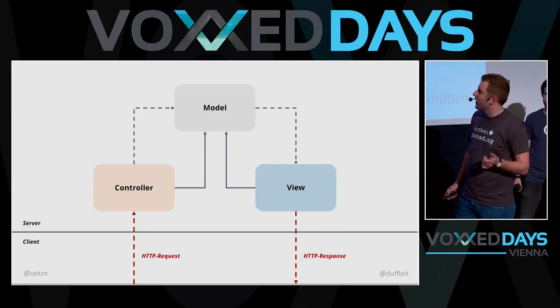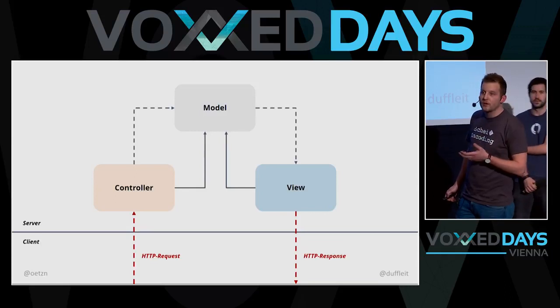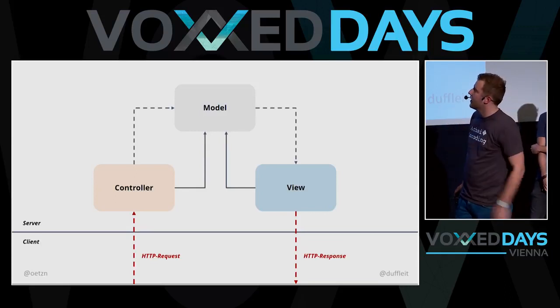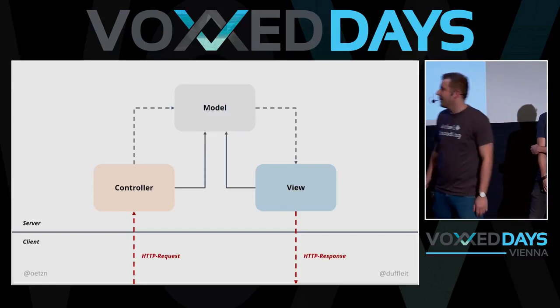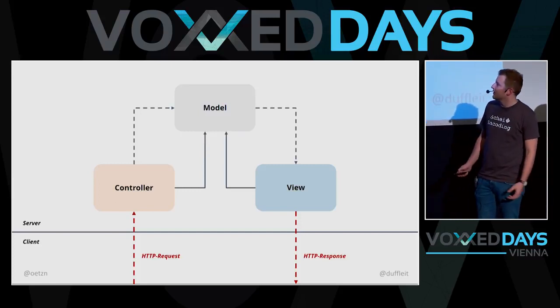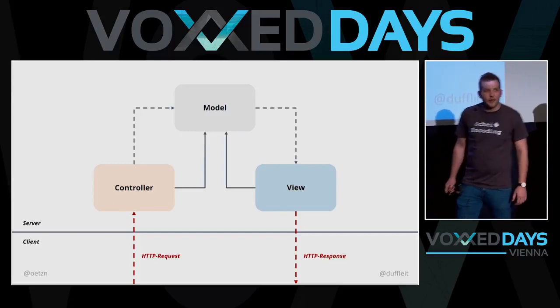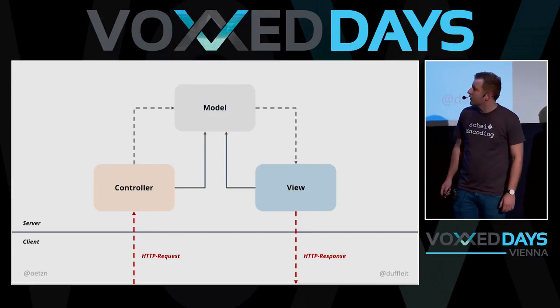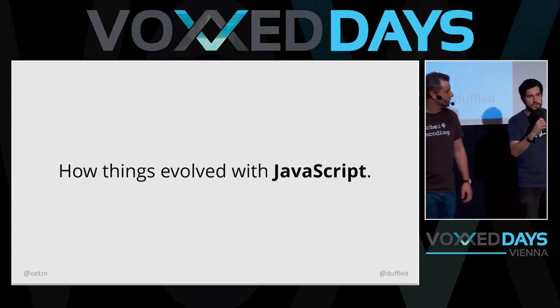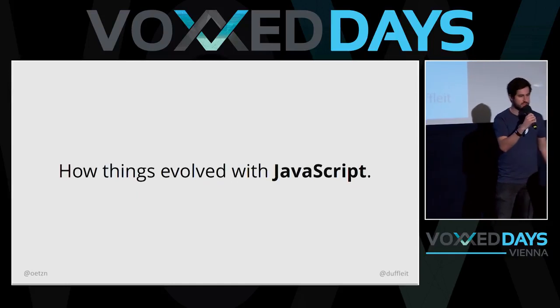So we can see two things here. The first one is everything is on the server. So the whole MVC pattern is implemented on the server. And the second thing, which is very interesting, there's no JavaScript, and we all know this has changed. So let's take a look at how things evolved with the introduction of JavaScript.